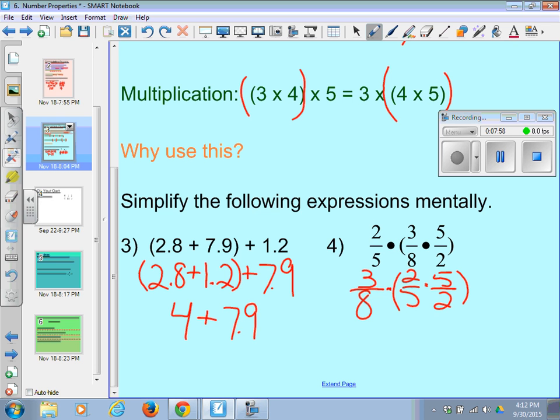As I do that, I see that our 2's cancel. So do our 5's. And we'll be left with 1 over 1 times 1 over 1. So we'll have 3/8 times 1 over 1. And that will give us 3/8. So that's exactly why we would use our associative rule.